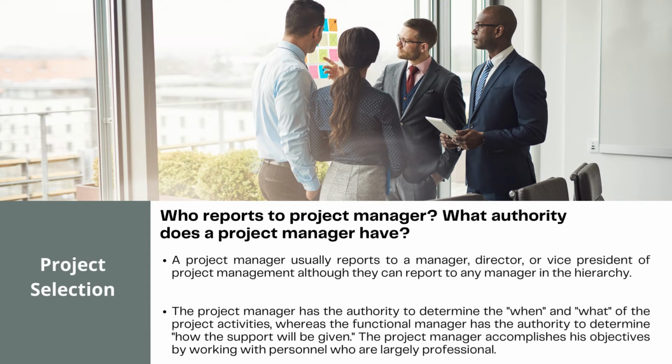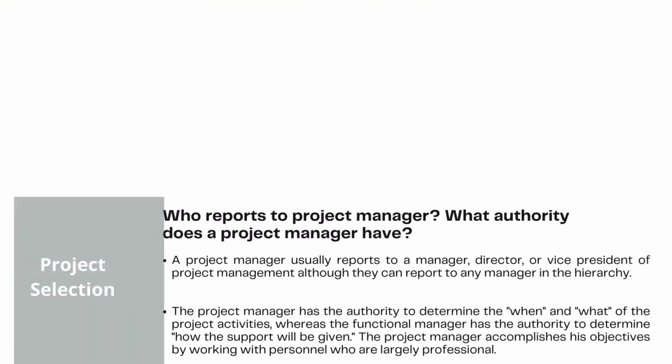Who reports to project manager? What authority does a project manager have? A project manager usually reports to a manager, director, or vice president of project management, although they can report to any manager in the hierarchy. The project manager has the authority to determine the when and what of the project activities, whereas the functional manager has the authority to determine how the support will be given. The project manager accomplishes his objectives by working with personnel who are largely professional.